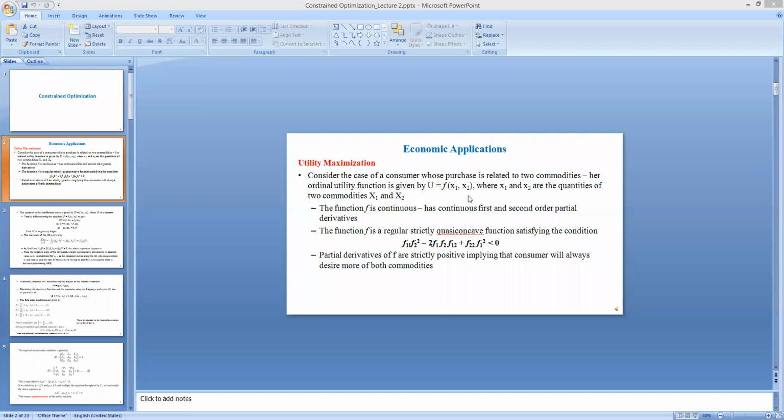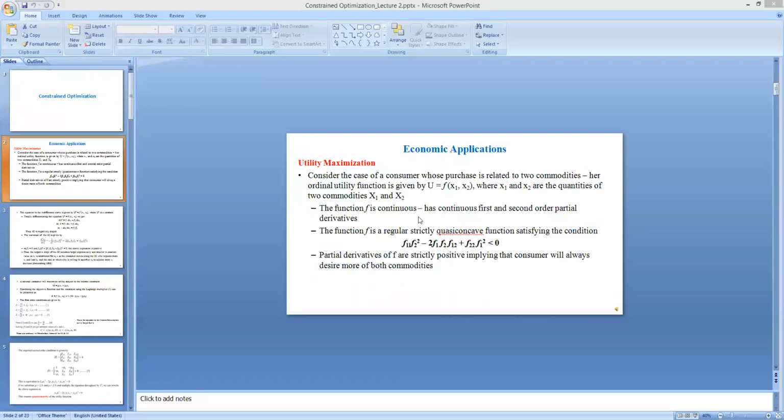You can consider 3, 4, 5, 6. Generally, at the undergraduate level, mostly we consider the 2 commodity case. So this is our objective function. Then I'm discussing several properties of the objective function. When we discuss the properties of the utility function, we mention the slope, we mention the curvature, etc.